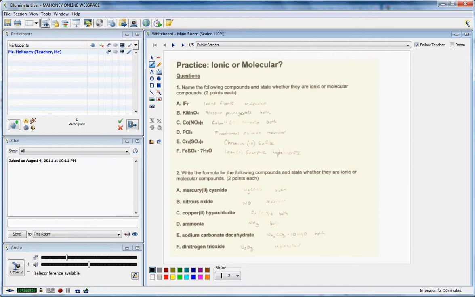Iodine fluoride is the correct name here, and this is going to be molecular because it's both on the right side of the periodic table.